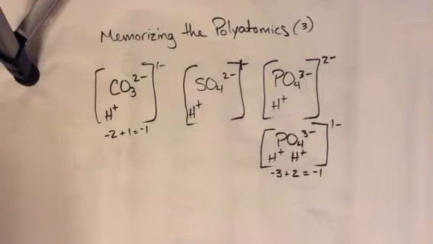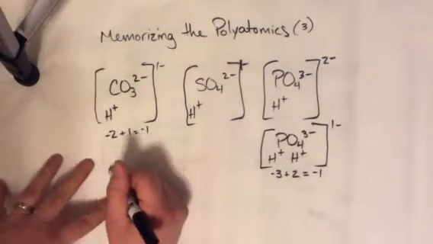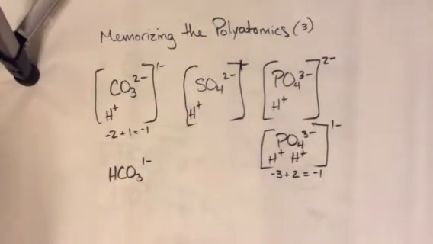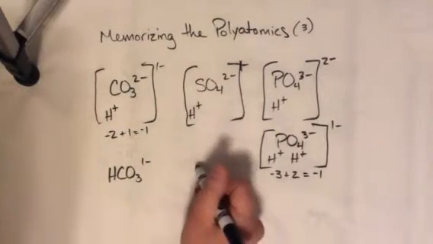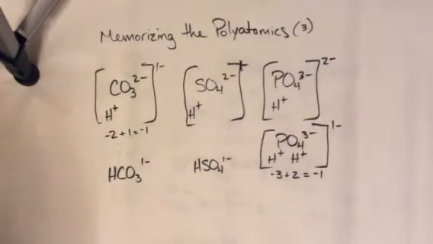So how do we name these things? Well, first of all, we have to rewrite the formula. This one here is going to be HCO3 1 minus. That's the new formula. This one here is going to be HSO4 1 minus. Notice that the number of oxygens did not change, and the only thing that did change is the charge. The charge goes up by 1.